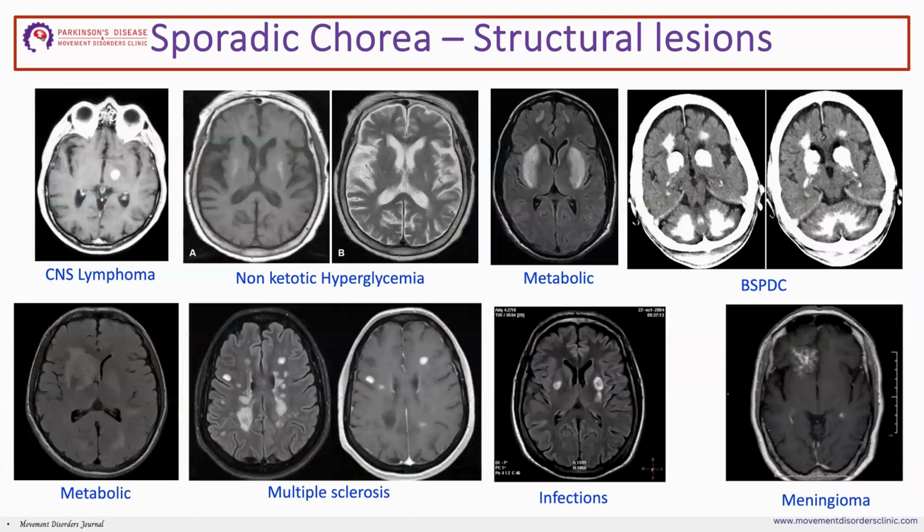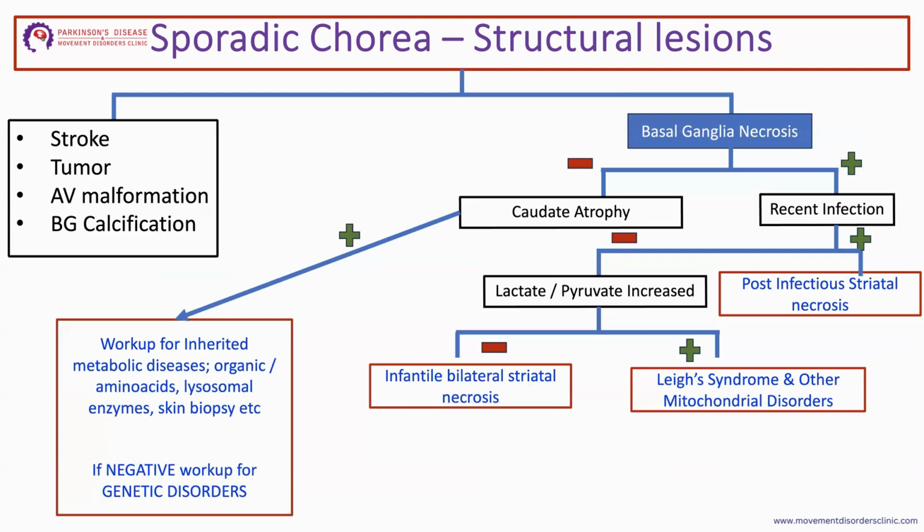So these are some of the examples of structural imaging findings to look into when you think about chorea. Any of the structural changes can produce choreic movements. It can be CNS lymphoma, non-ketotic hyperglycemia, metabolic disorders, bilateral striatopallidodentate calcifications, multiple sclerosis, various infectious causes, meningiomas, vascular malformations, and even trauma can cause, or have as a symptom, predominant chorea as the primary concern.